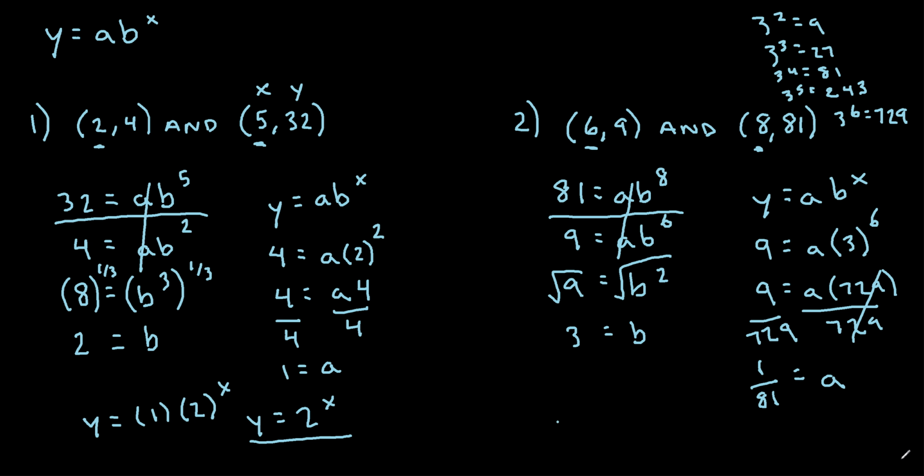So we can write our final answer as y equals 1 over 81 times 3 to the x. And that is the exponential function that goes through the points (6, 9) and (8, 81).